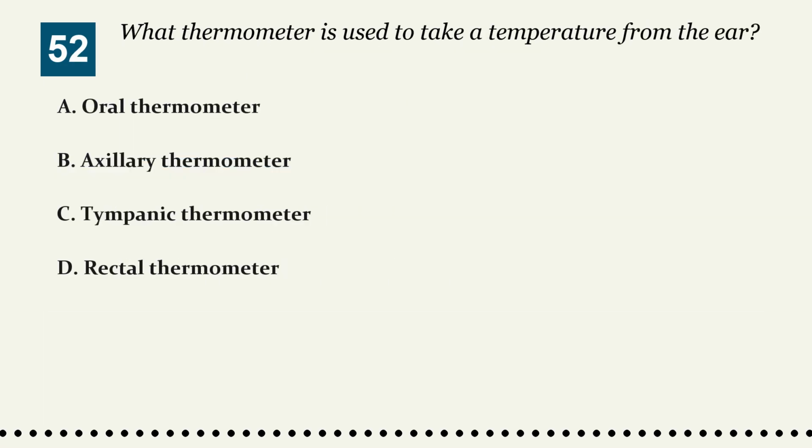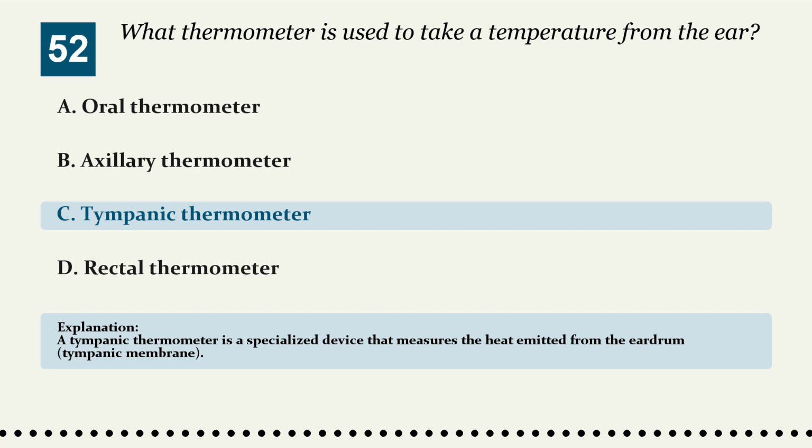Question 52. What thermometer is used to take a temperature from the ear? Option A, oral thermometer. Option B, axillary thermometer. Option C, tympanic thermometer. Option D, rectal thermometer. The correct answer is option C, tympanic thermometer. A tympanic thermometer is a specialized device that measures the heat emitted from the eardrum, tympanic membrane.